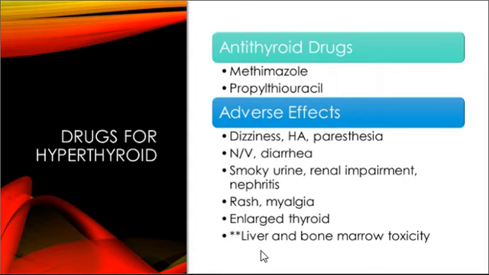And note there, I put stars on it, liver and bone marrow toxicity. That's especially with your propylthiouracil. This anti-thyroid agent works by blocking your thyroid from producing your thyroid hormone. There is a black box warning for severe hepatic injury, acute hepatic failure, and death.